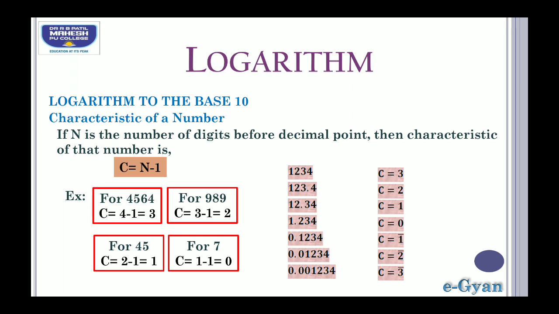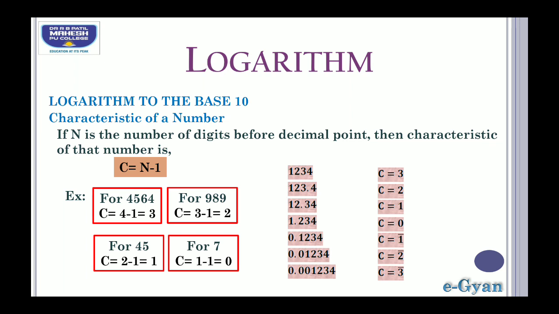So write the sequence to understand how the characteristic changes as the decimal point keeps on shifting. For a 4-digit number, the characteristic is 3. For a 3-digit number, it is 2. For a 2-digit number, it is 1. For a 1-digit number, it is 0. And if the decimal point shifts before all the digits, it becomes bar 1.